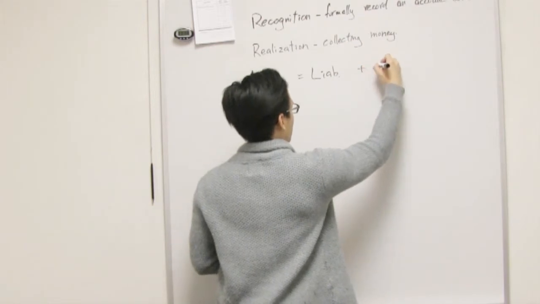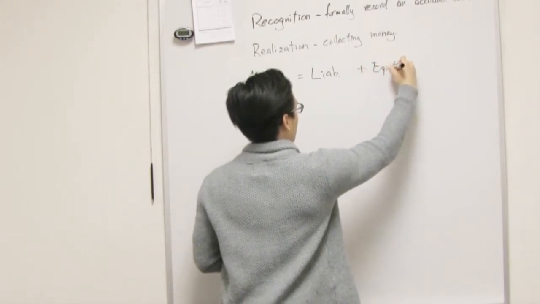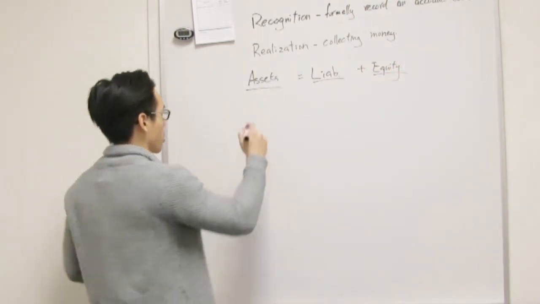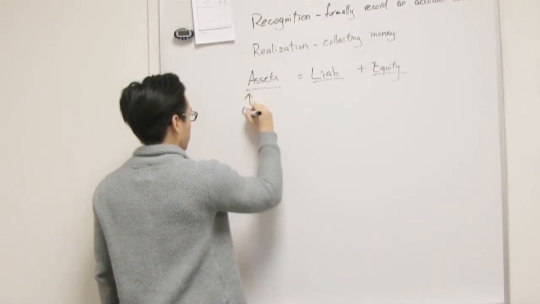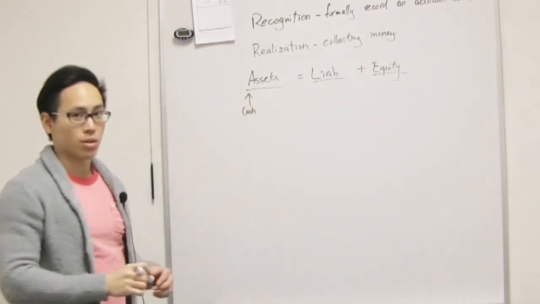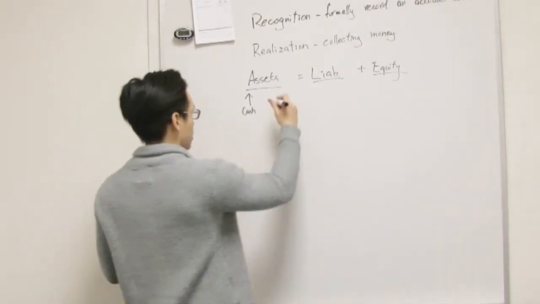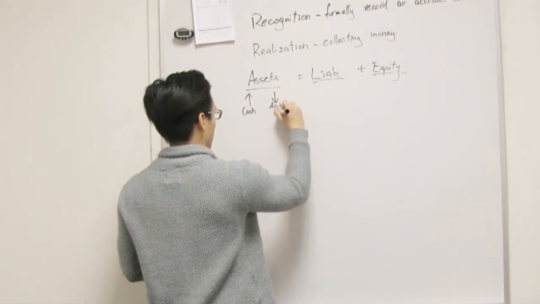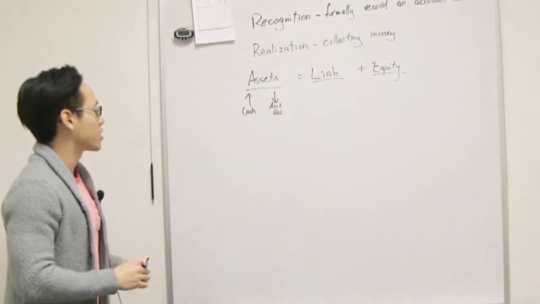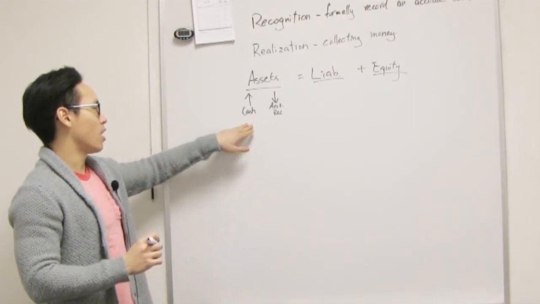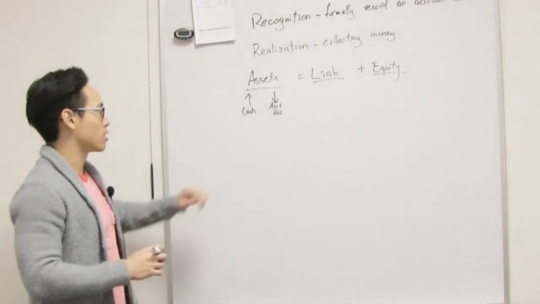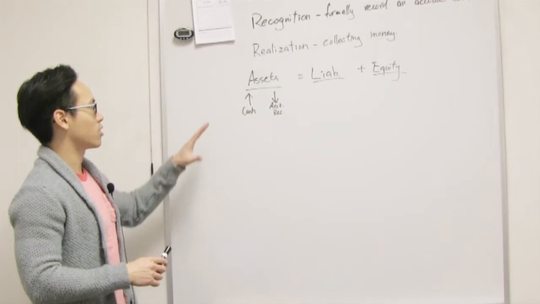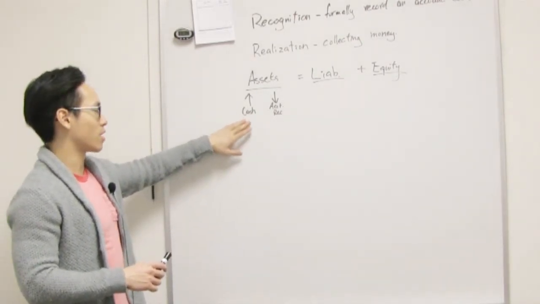So in the horizontal statement, because you receive cash, your asset will increase in the form of cash, and also your accounts receivable will decrease by the same amount because people don't owe you money anymore. So this type of transaction would be an asset exchange transaction. This will be a type of realization. You're actually collecting money. So you're realizing that cash.